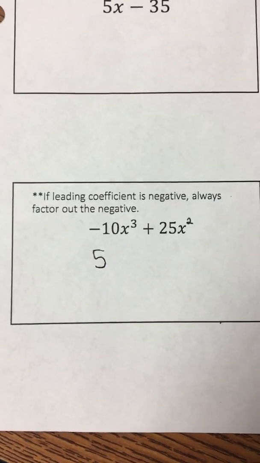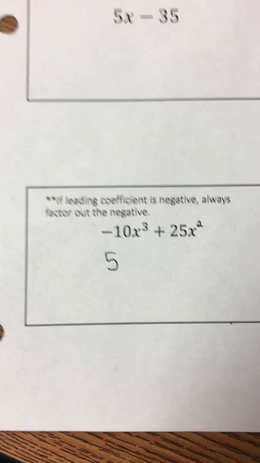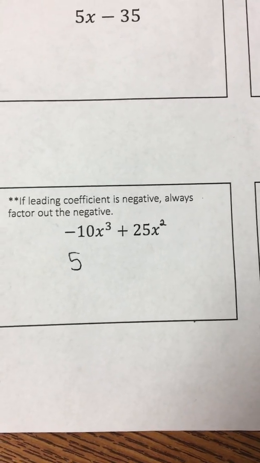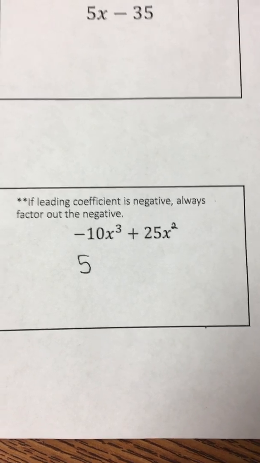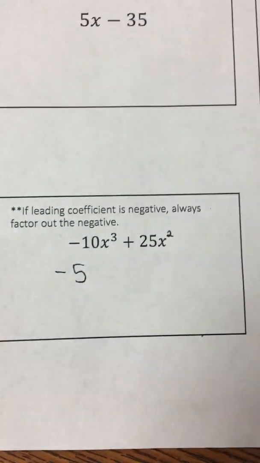But now, as always, there's always a rule. The leading coefficient, we don't want that to end up being negative when we factor it. So we're going to actually pull out a negative 5.